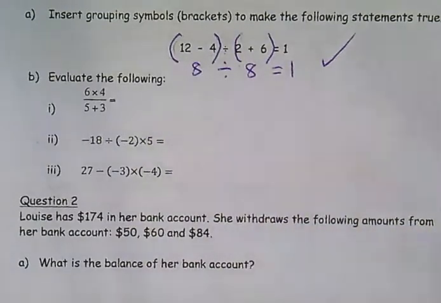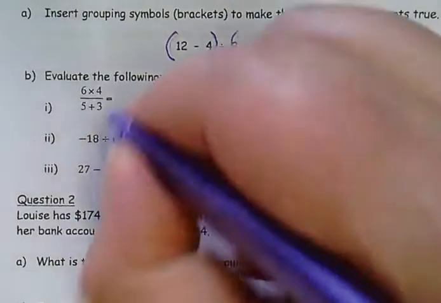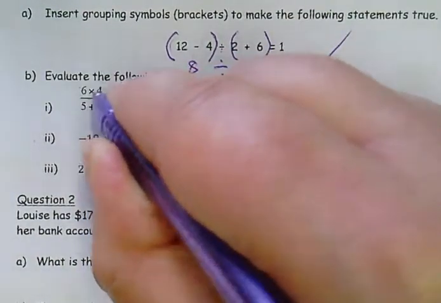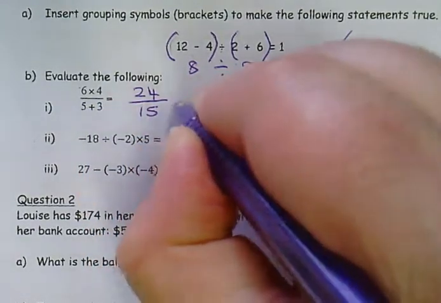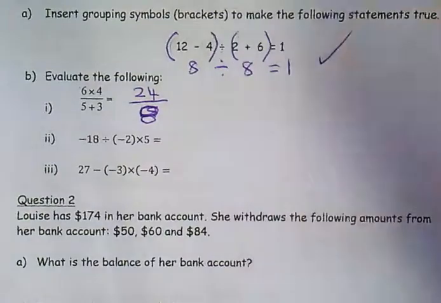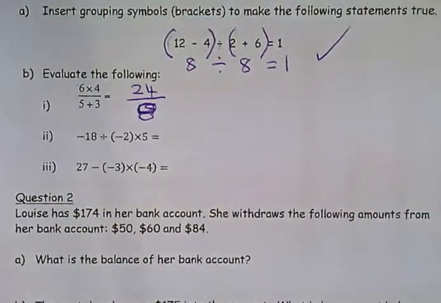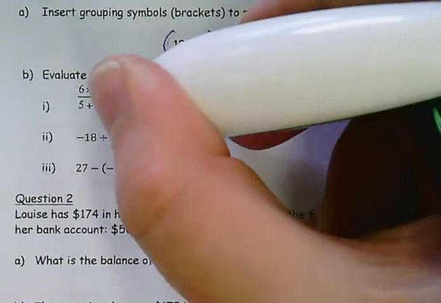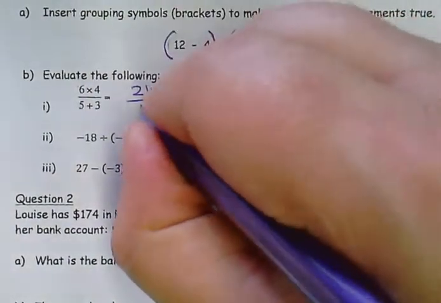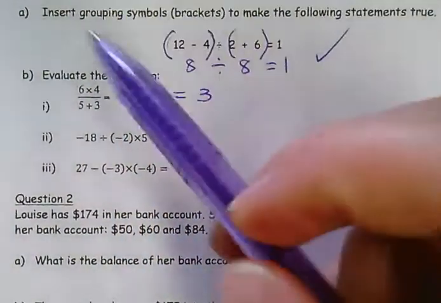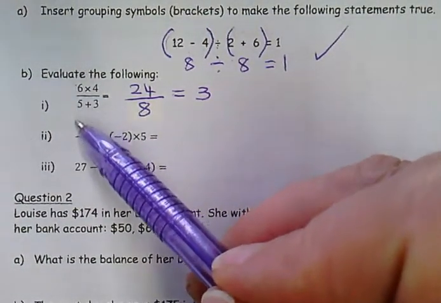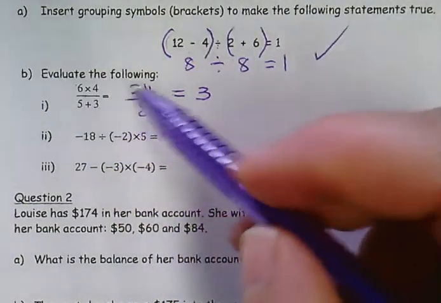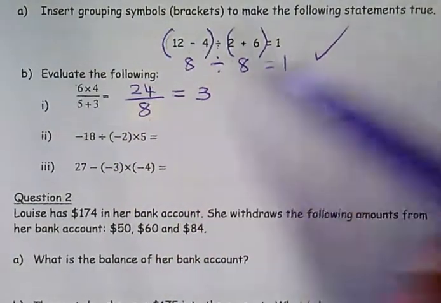Now the next one, remember, you're just doing this on your calculator. But if you did not have a calculator, you would evaluate the numerator: 6 times 4 is 24. Evaluate the denominator: 5 plus 3 is 8. And then do 24 divided by 8, which is 3.